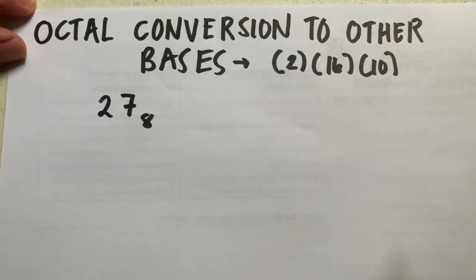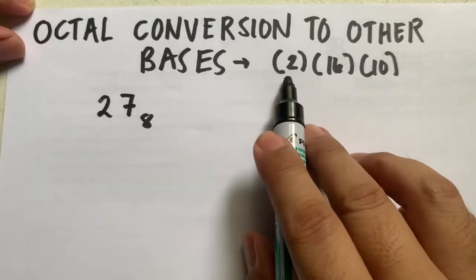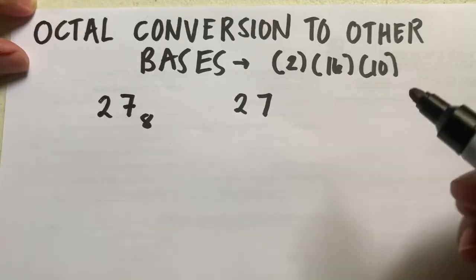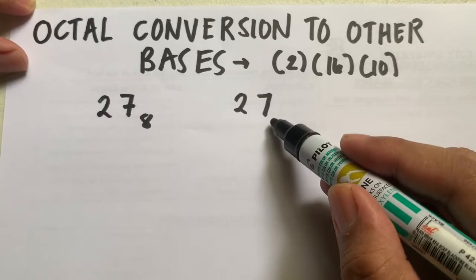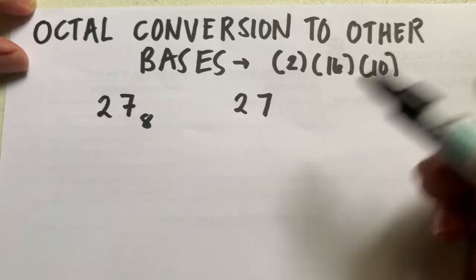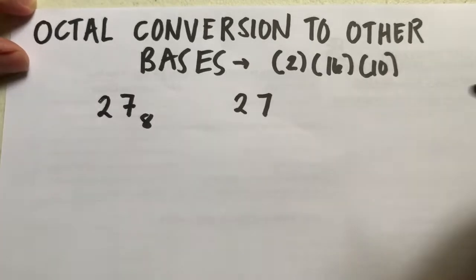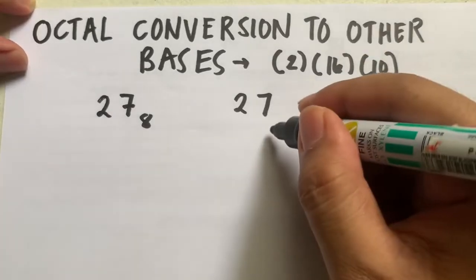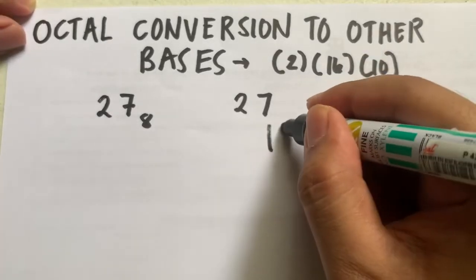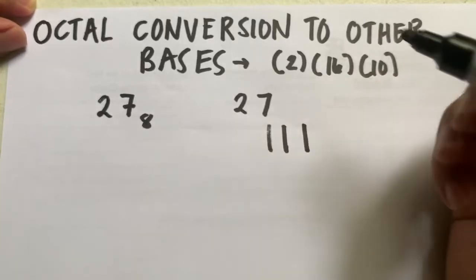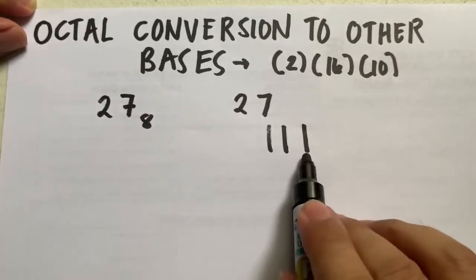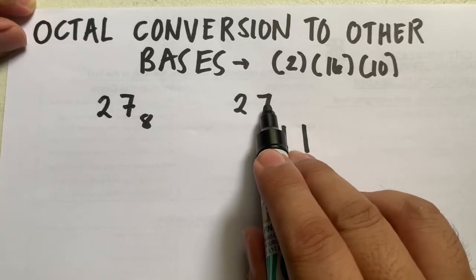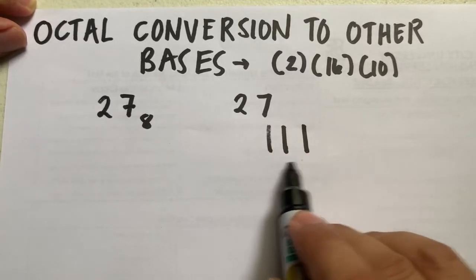To convert it, we are going to convert it first to binary. How are we going to represent the 7 as a binary number? Using the positional value, we know that 7 is 1, 1, 1, three digits. This is the binary representation of 7, since each octal digit is equivalent to 3 binary digits.